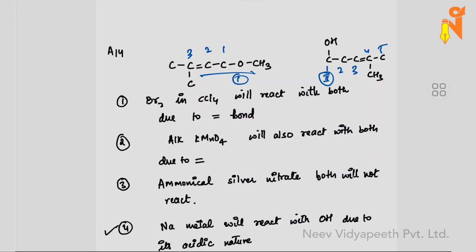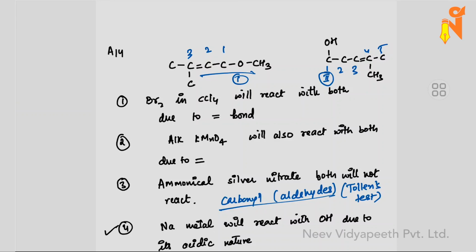Ammoniacal silver nitrate will not react with both of these because ammoniacal silver nitrate reacts with carbonyl compounds, mainly aldehydes. It's a test called the Tollens test. So this cannot happen here because we do not have any of the compounds in the aldehyde form. There cannot be a tautomerism in the second case so that it may convert into aldehyde. No, that is also not happening. Hence, the ammoniacal silver nitrate test will not happen.